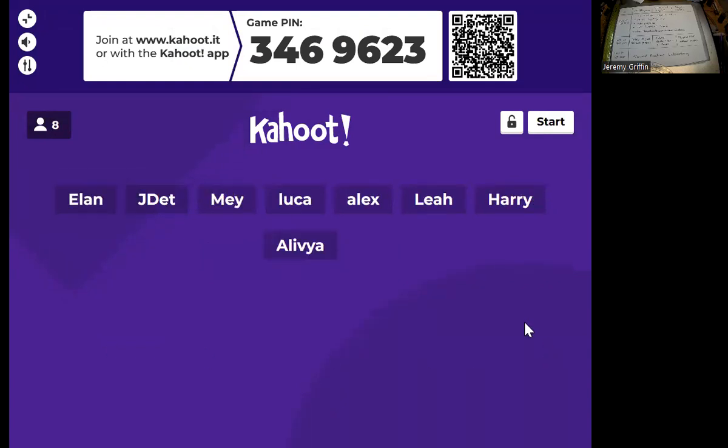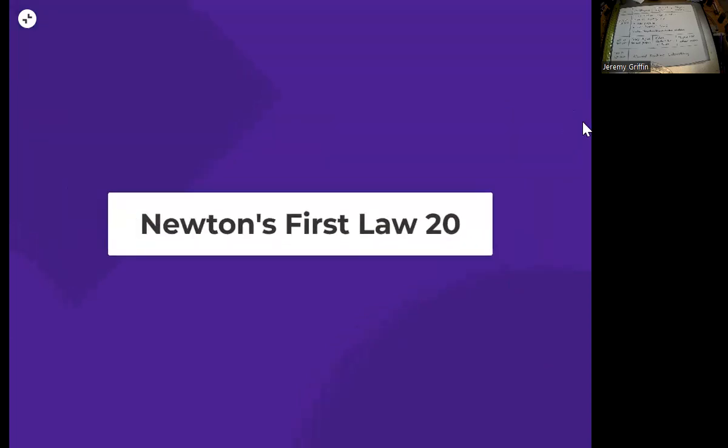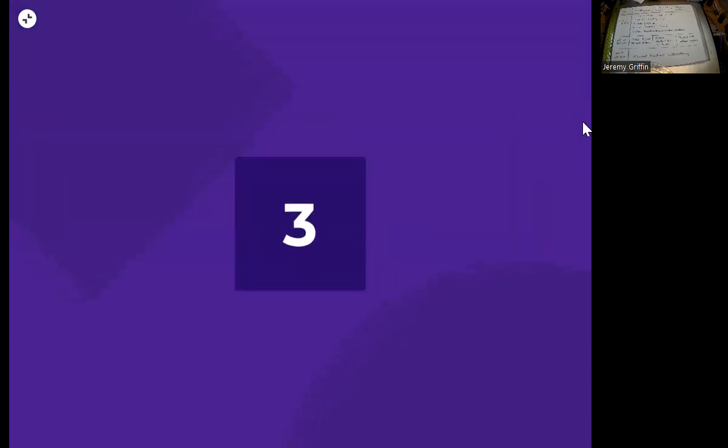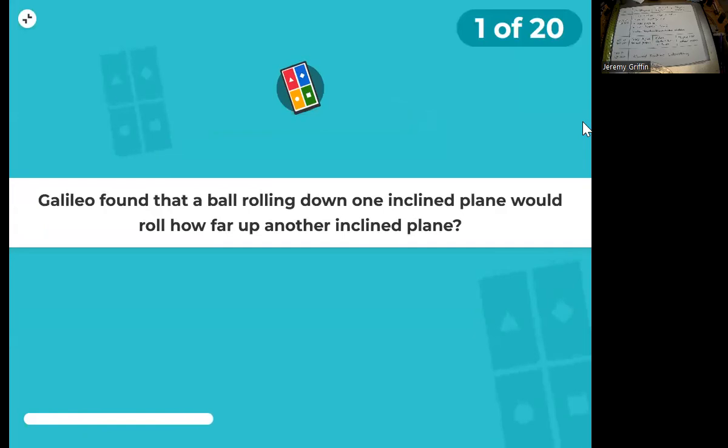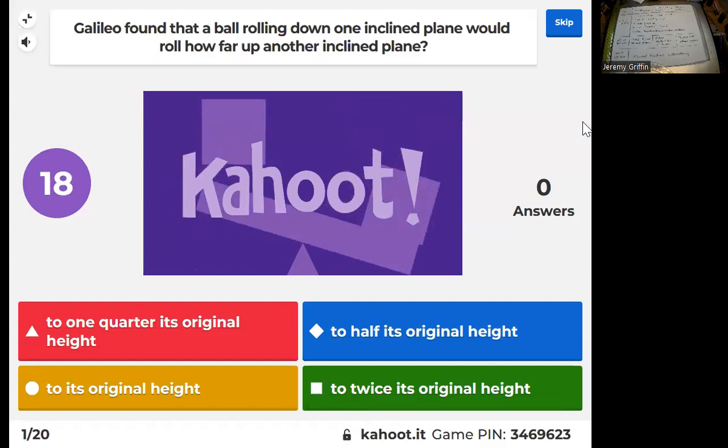All right, you guys ready to answer some questions about Newton's first law of motion? You guys are following along? Here we go. Galileo found that a ball rolling down one inclined plane would roll how far up another inclined plane?